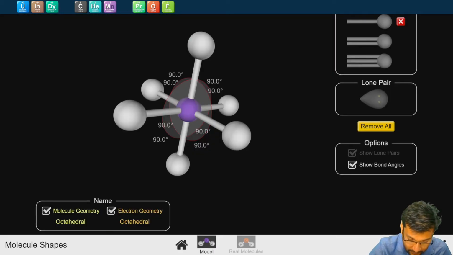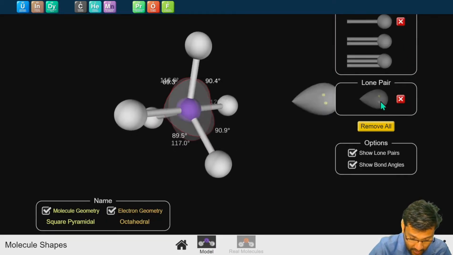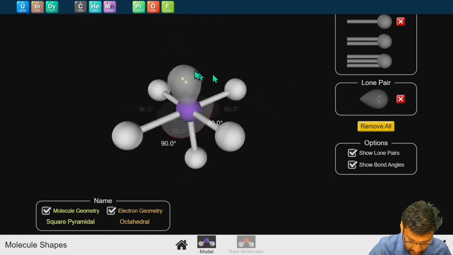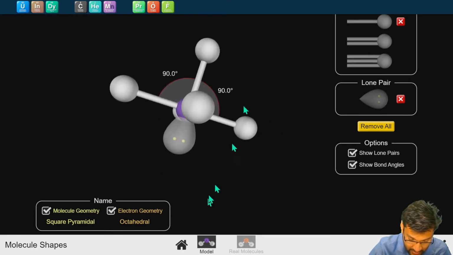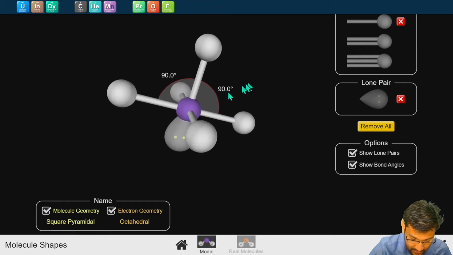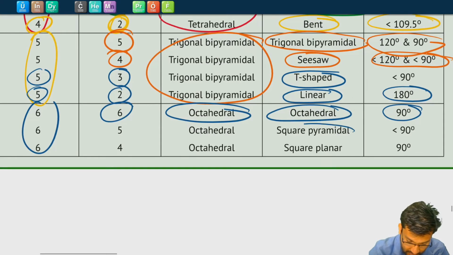So with 6 groups, if all 6 are bonds, we form an octahedral structure, and they're all 90 degrees away from each other. If we remove one of those atoms for a lone pair, we have what we call a square pyramidal structure. Why? Because it's like a pyramid. See, the 4 atoms here form the base of the pyramid, and this one forms the tip of the pyramid. But in this case, it's a 4-sided pyramid, so it's square pyramidal. That's what we call it.